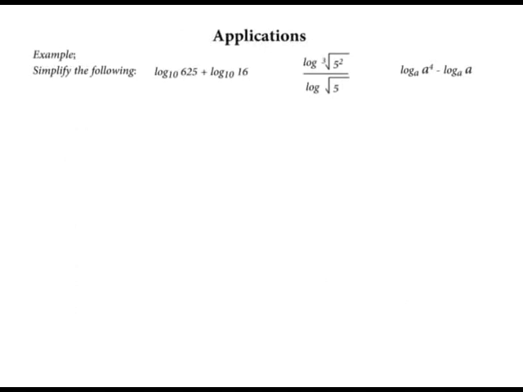Let's see the applications. Simplify the following. Number 1: log to base 10 of 625 plus log to base 10 of 16. Number 2: log cube root of 5 squared over log square root of 5. Number 3: log to base a of a raised to power 4 minus log to base a of a.